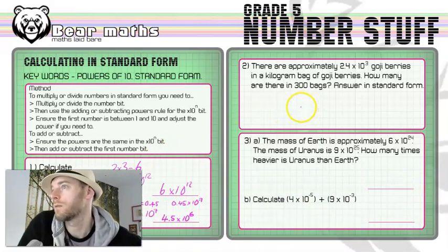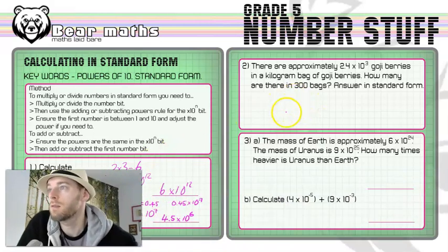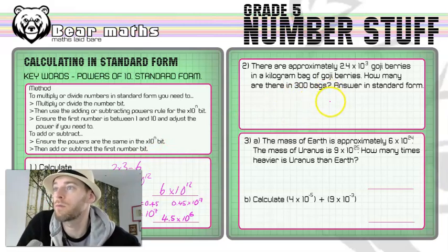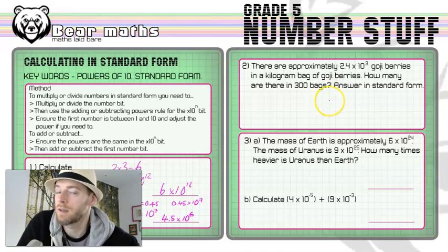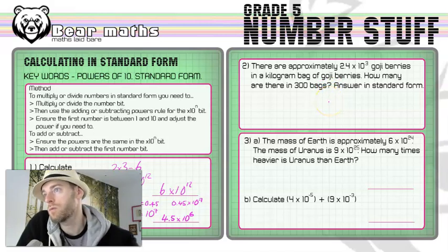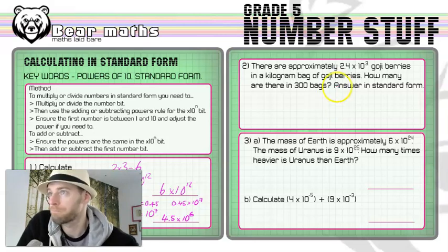All right, and I'm going to go over here. Oh, I don't normally do that for question 2, but I'm doing it anyway. So there are approximately 2.4 times 10 to the power of 3 goji berries in a kilogram bag of goji berries. Now they are superfood, health food. Go and eat some. They're good for you. How many are there in 300 bags? Answer in standard form. So you've got to interpret the words, figure out it's a standard form question, and what am I doing with those numbers in standard form? Well, I want to work out how many there are in 300 bags, and I know how many there are in one bag, so I'm going to multiply.